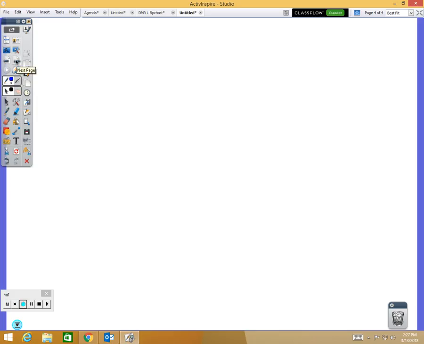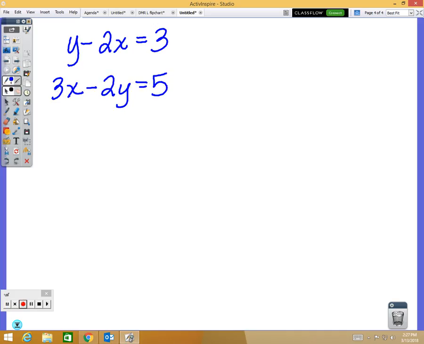All right, so let's say that we have a system, y minus 2x equals 3, and 3x minus 2y equals 5. So again, Friday and Monday, we graphed each one of those equations, and then we found where those two lines intersected. So what we're going to do first today is I need at least one of these equations to be y equals, that y by itself. So get y by itself in at least one of your equations.